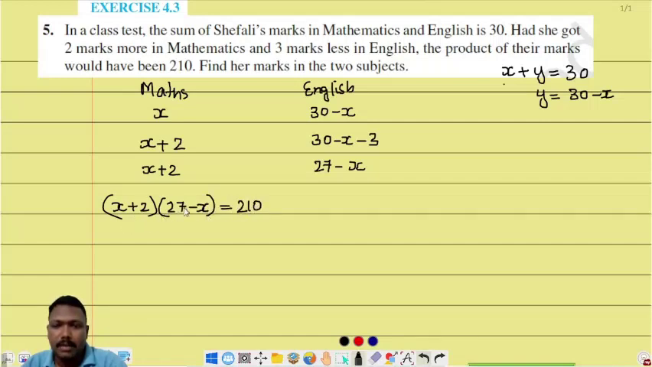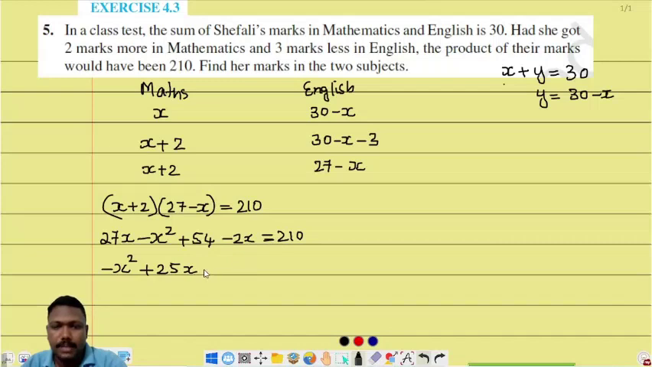Now we can open this bracket. You will get 27 into x will be 27x, x into minus x will be minus x squared, 2 into 27 will be 54, and 2 into minus x will be minus 2x, equal to 210. Now this we can write like this: minus x squared, and 27x minus 2x. See, 27x minus 2x will be what? It is 25. So plus 25x. Now plus 54 equal to 210.